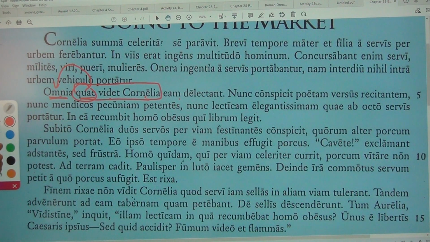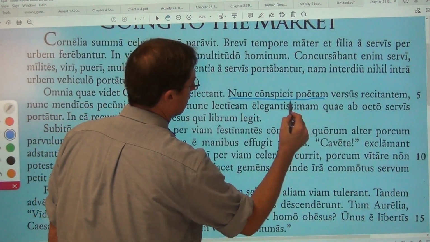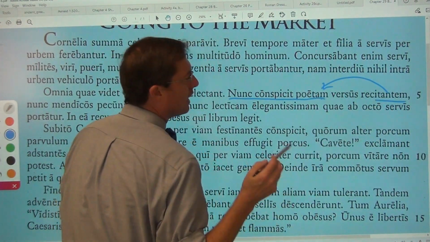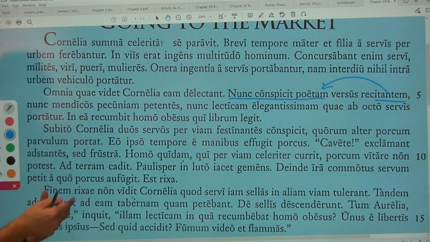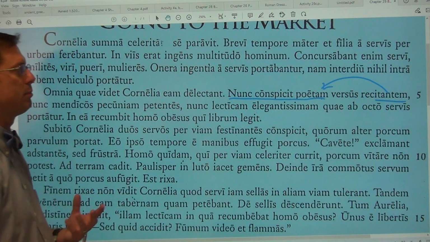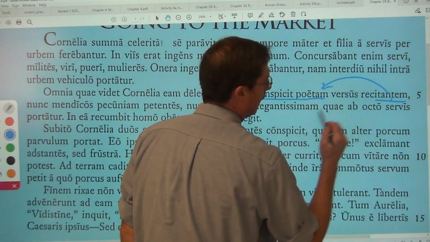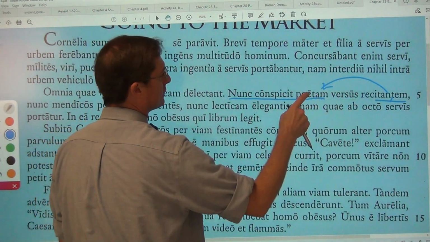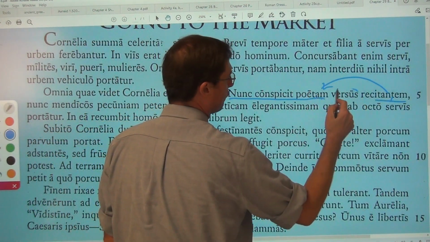Nunc conspicit. Now, she spots, she catches sight of a poet. But it is a recitantem poet. That is a present active participle. Remember that you translate present active participles that you can recognize because of the form as verbing. This is obviously the word reciting. Now she spots a poet reciting verses.